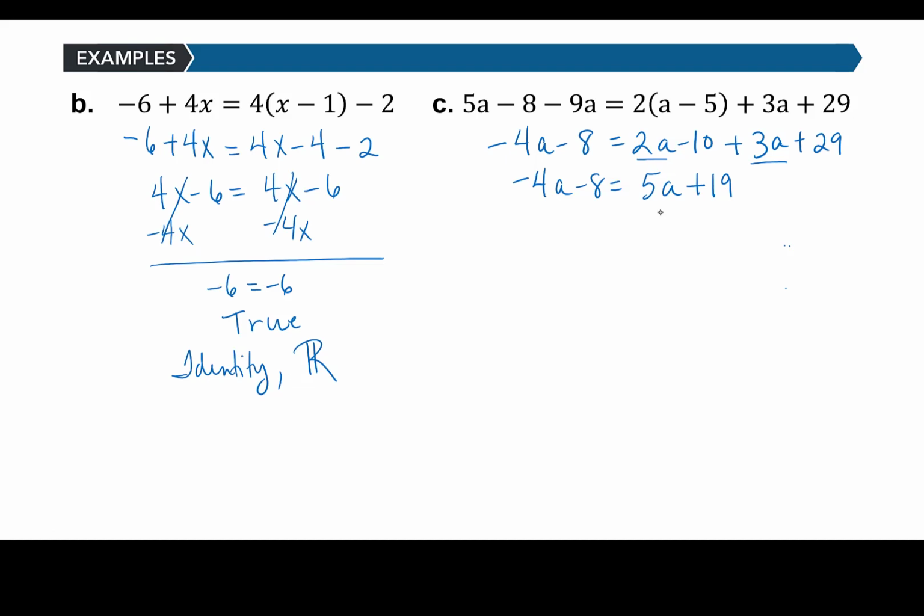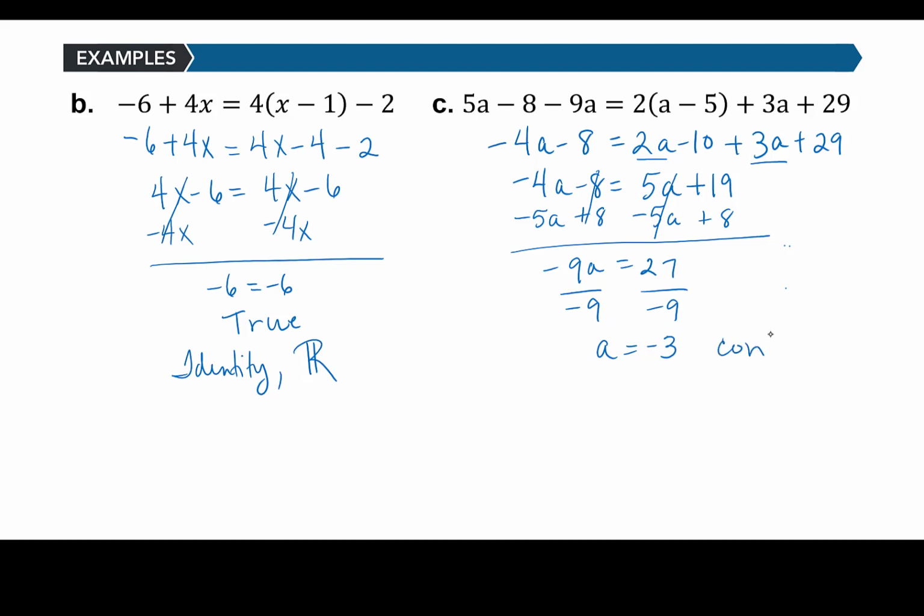So now we can subtract 5a from each side. And if you don't mind, I'm going to go ahead and add 8 to each side. So this gives us negative 9a on the left equals 19 plus 8, or 27, and divide by negative 9. So a is equal to negative 3. Notice the difference here, that the variable remained in the equation through the process of solving. So this is a conditional equation. It has only one solution, and that solution is the value negative 3.